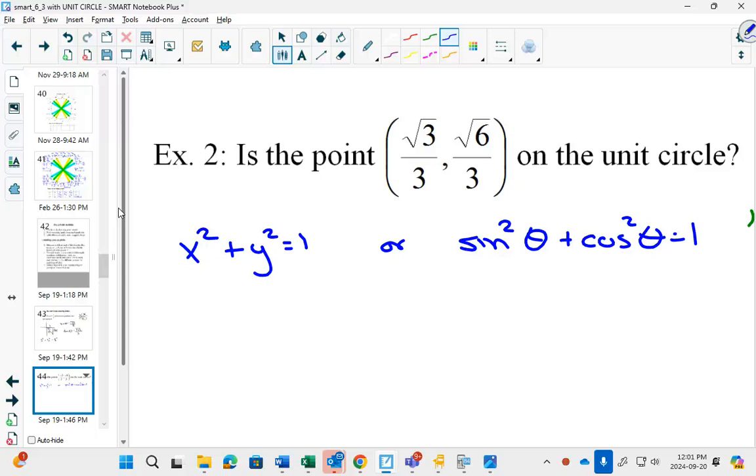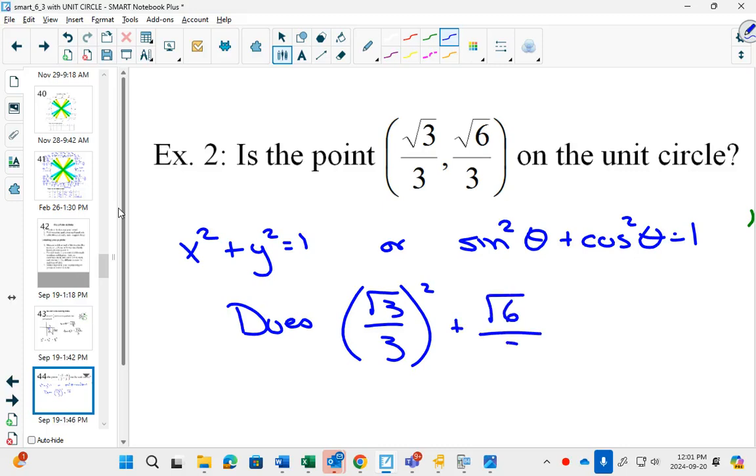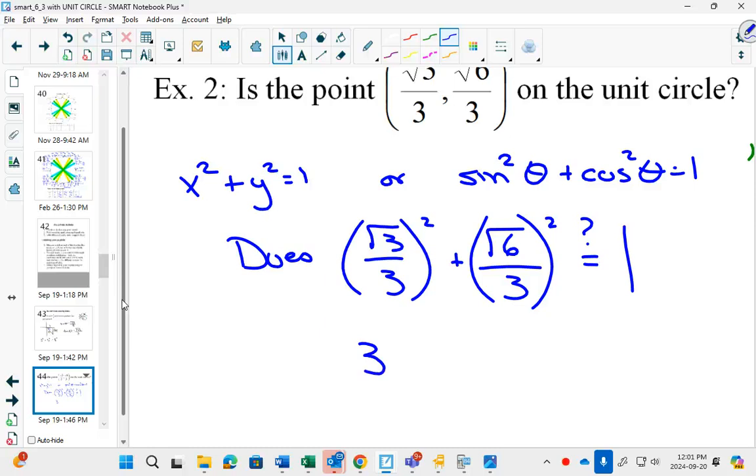So as far as showing the work here, this is my question. Does this squared plus this squared equal 1? Is that true? If it equals 1, then the answer is yes, it's on the unit circle. If it equals any other number, then the answer would be no, it's not on the unit circle. So let's check. How do we square numbers? Square root of 3 squared would be 3. 3 squared would be 9. Plus 6 over 9 equals 9 over 9.